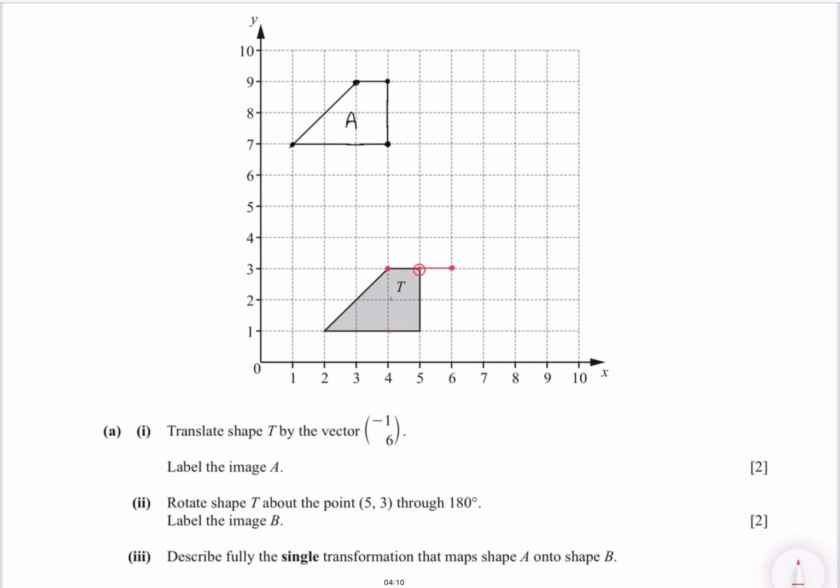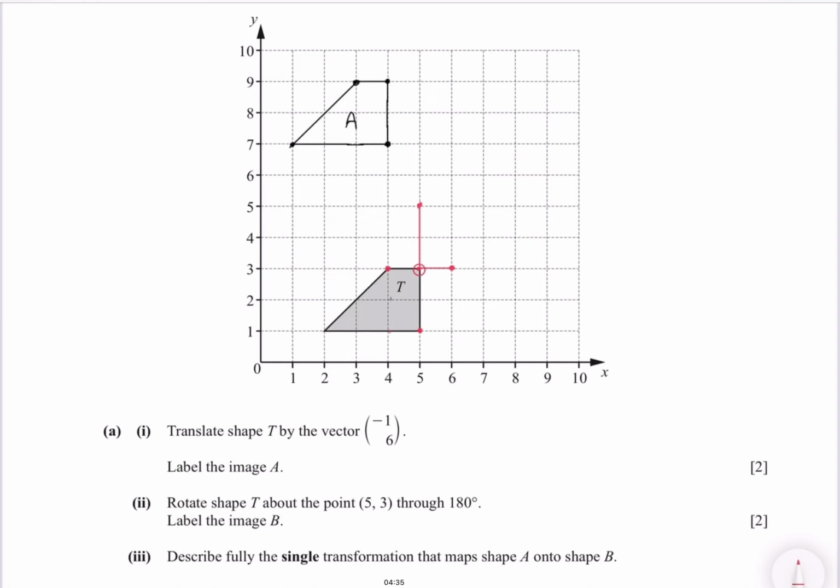this vertex, you join it with the center of rotation and extend it. So it is 1 unit from center of rotation. So mark 1 unit after center of rotation. Now join another vertex with the center of rotation and extend it, because 180 degrees is a straight line angle. So it is 2 units from center of rotation, so mark 2 units after center of rotation.